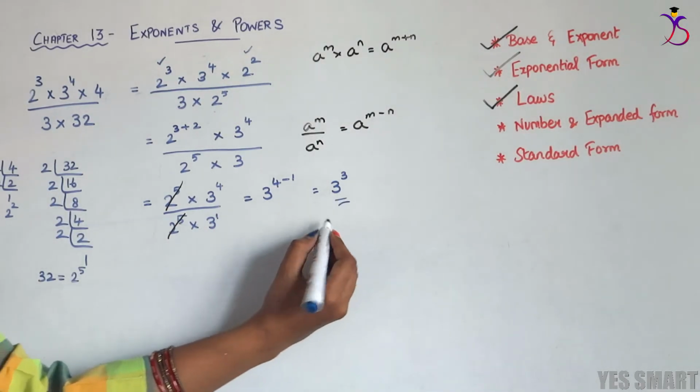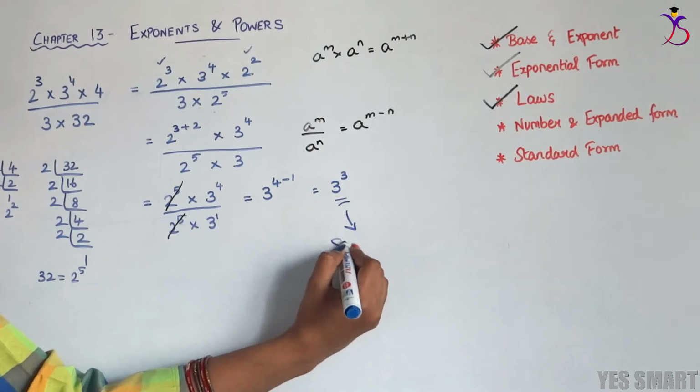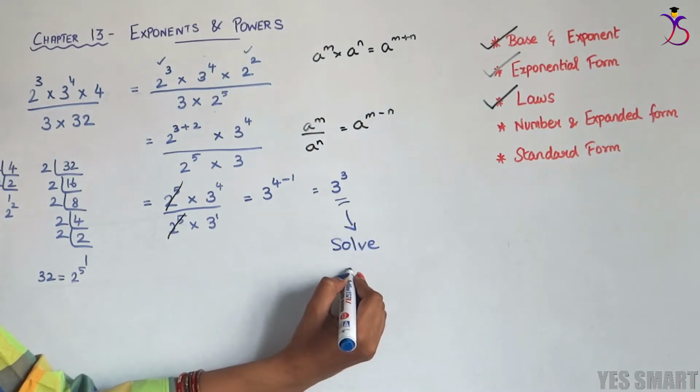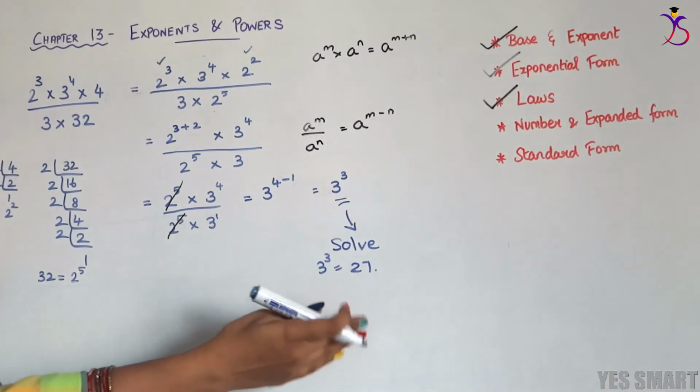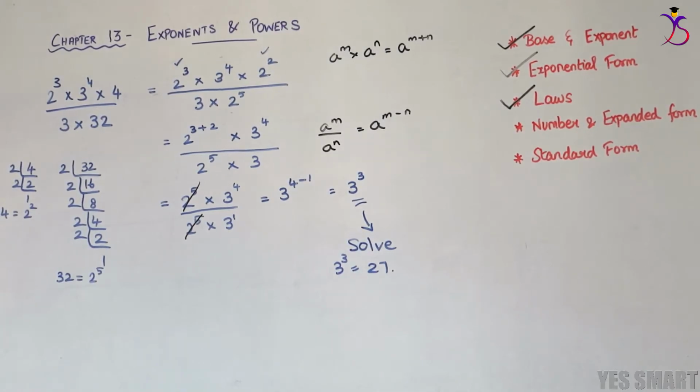But if the question is like solve, we have to expand this. That is, 3 to the power of 3 is 3 into 3 into 3. 3 3s are 9 and 3 9s are 27. So 3 to the power of 3 equals 27.